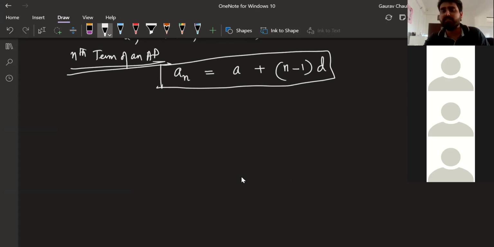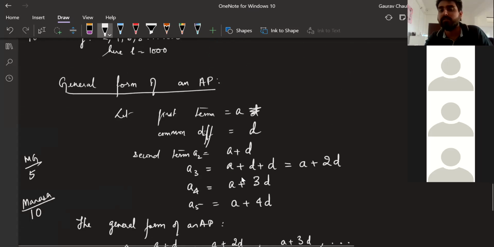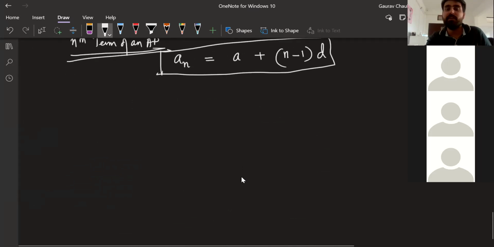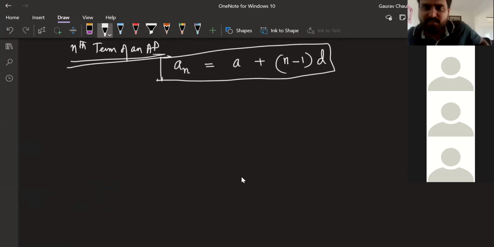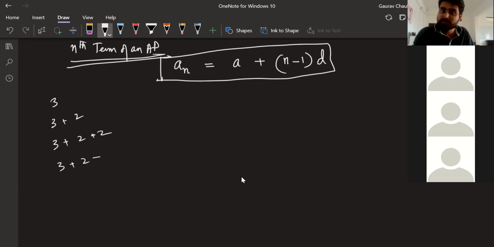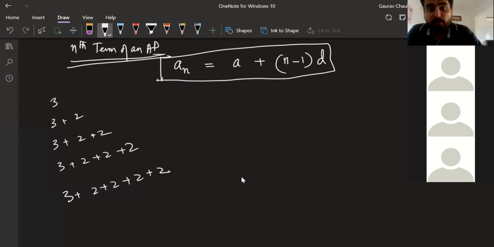Just by looking at this pattern, we are concluding that, right? It's a plus n minus 1 d. Yeah, it's just common sense, right? Like 3, then you're writing 3 plus 2, then 3 plus 2 plus 2, then 3 plus 2 plus 2 plus 2, then 3 plus 2 plus 2 plus 2 plus 2. That's how you're forming the list, okay? Instead of putting commas, I'm writing it one below the other.